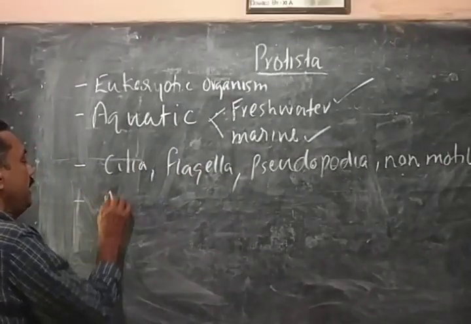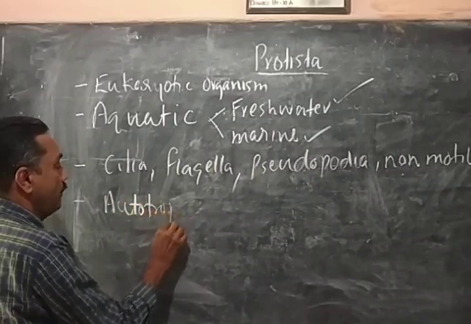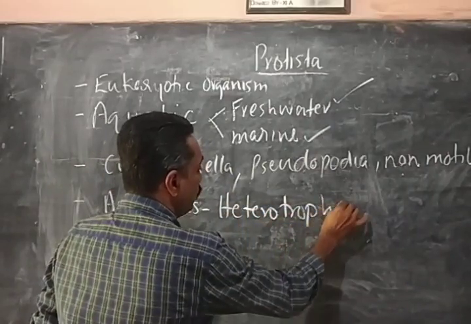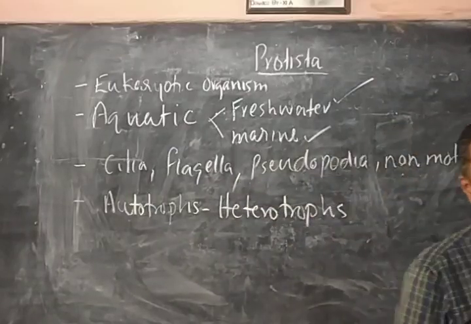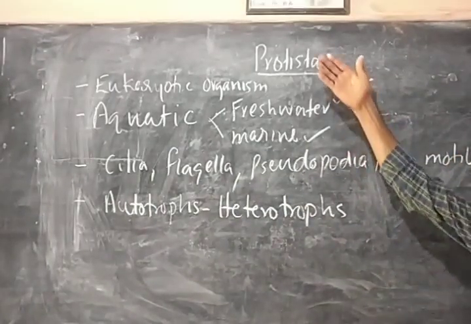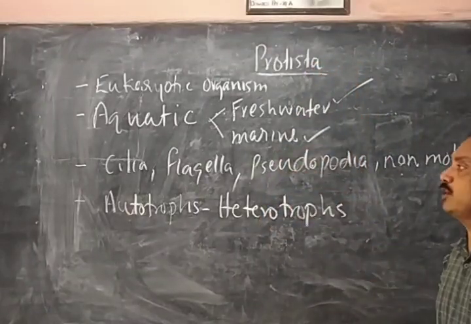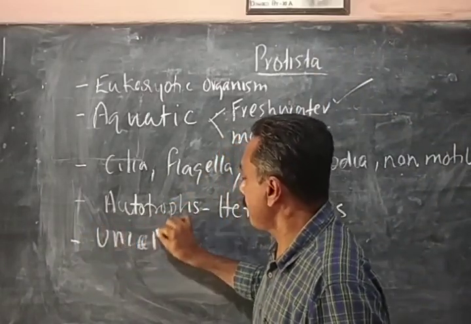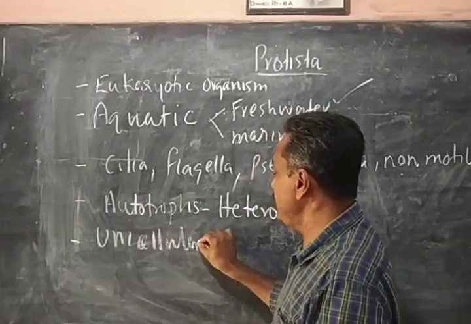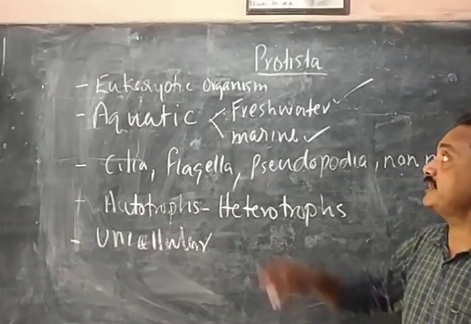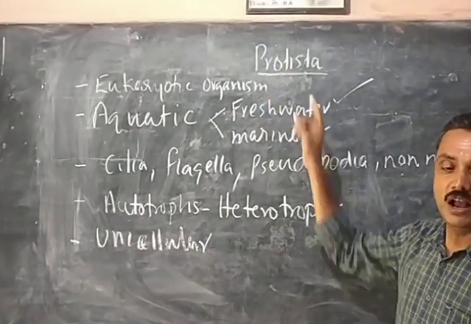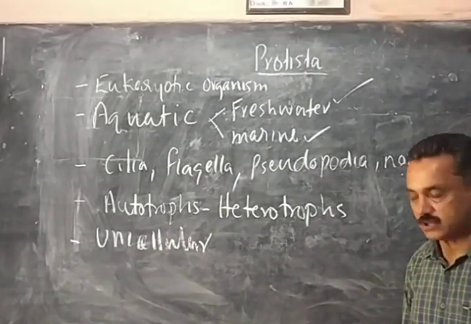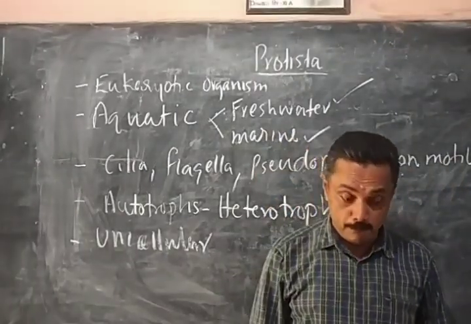Another point is that many of them are autotrophs and some are heterotrophs. They may be autotrophs or heterotrophs. Remember, all these are general characters that may differ from organism to organism. So Protista includes eukaryotic organisms. And remember that they are all unicellular organisms. What is the meaning of unicellular? Unicellular eukaryotic organisms come under Protista. Unicellular means with a single cell in the body. Almost all of them are with a single cell in the body. So these are the general characters of kingdom Protista.